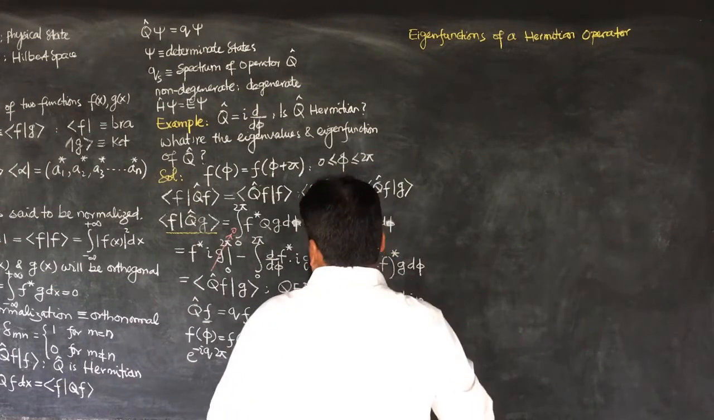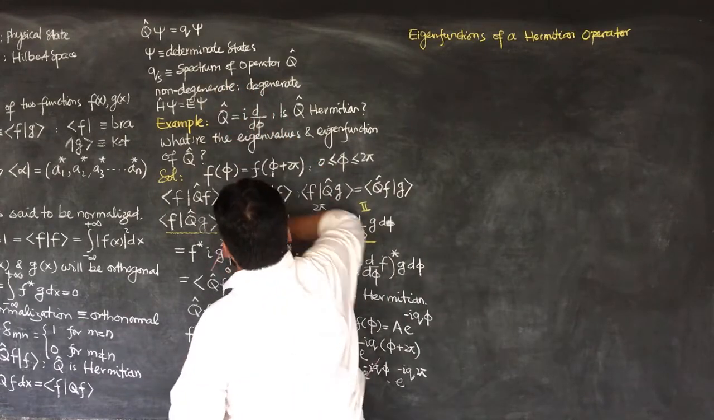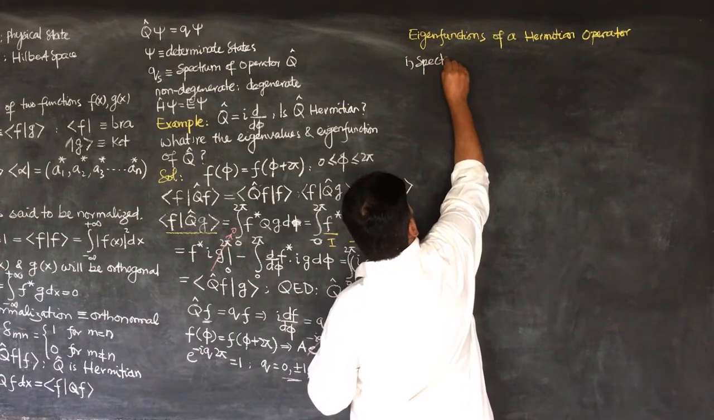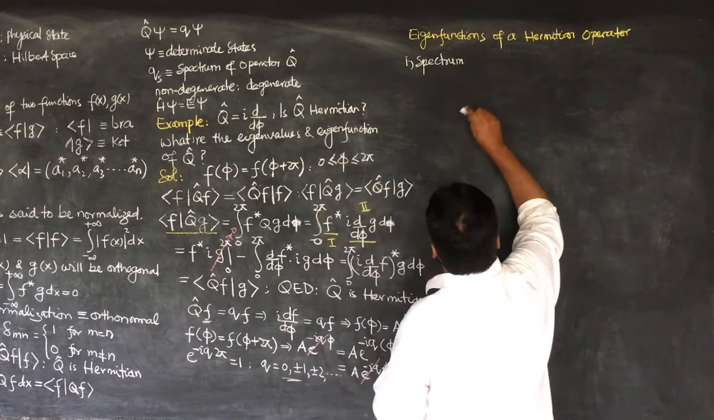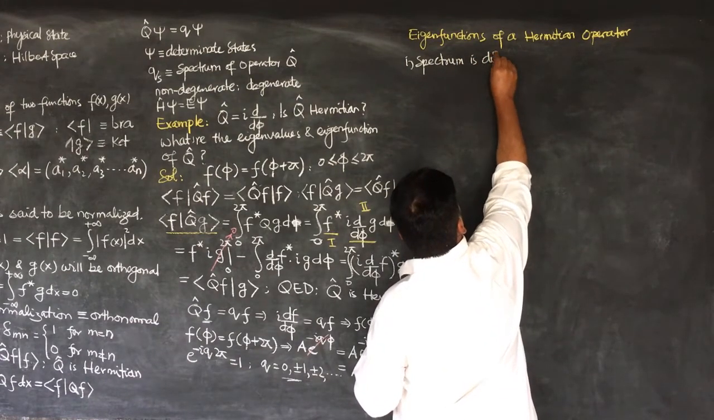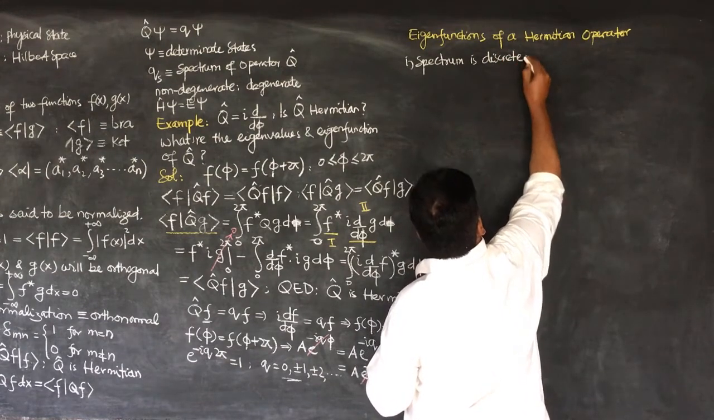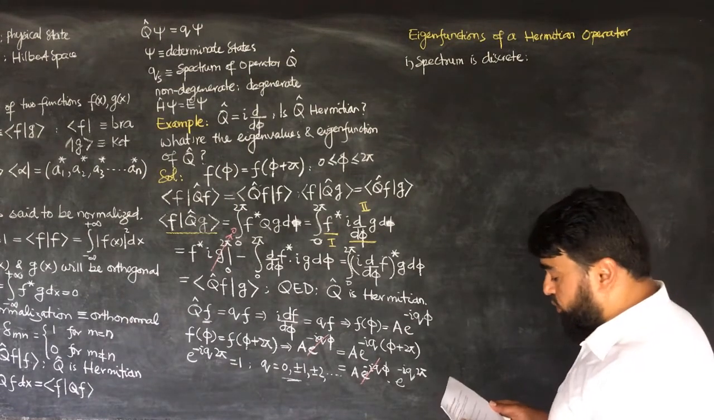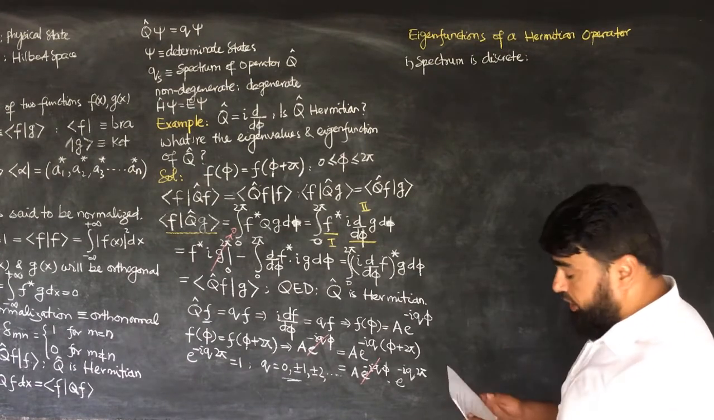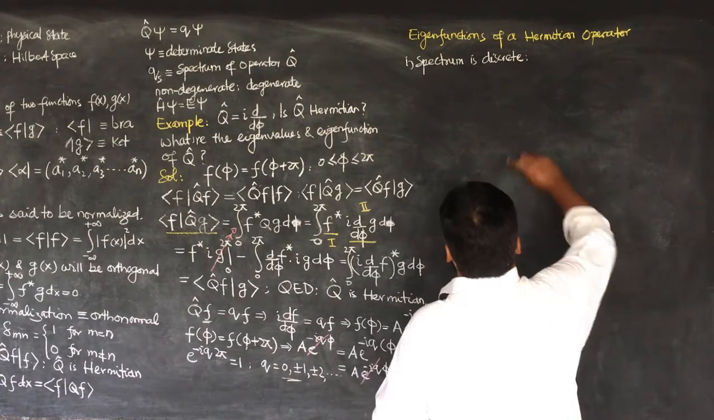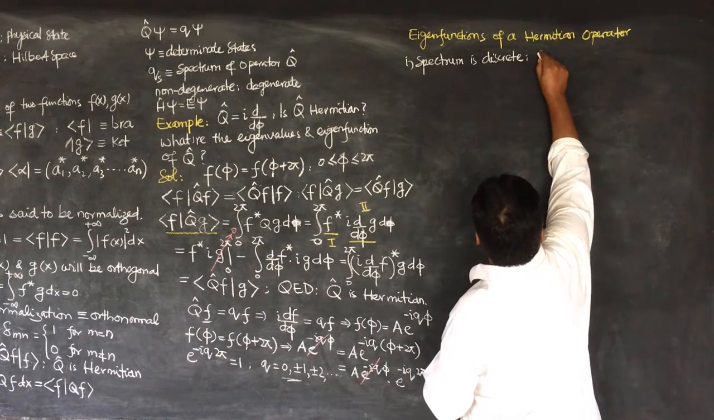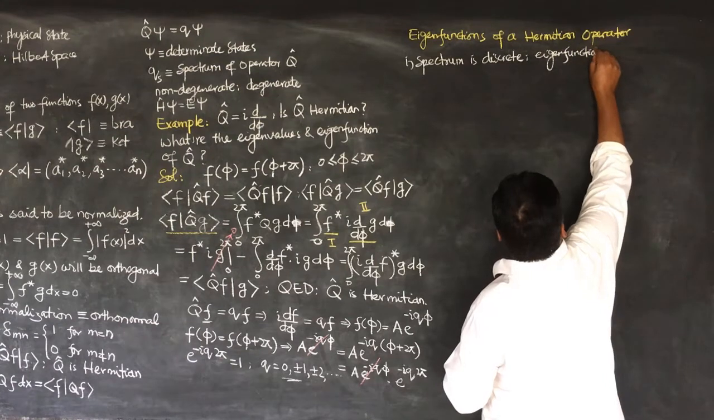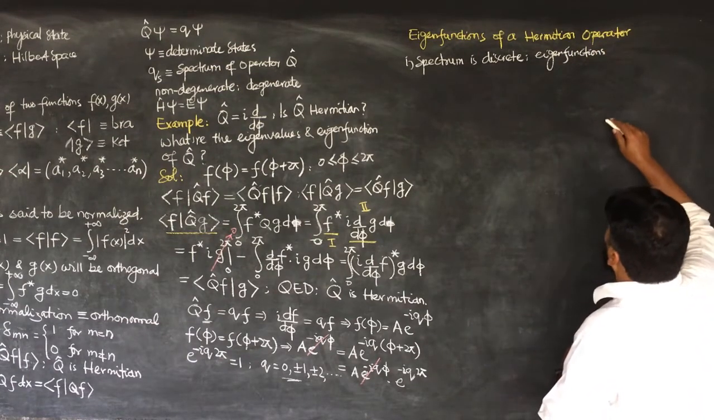If our spectrum, meaning the eigenvalues of an operator, is discrete, as we got in the harmonic oscillator as well as the infinite square well, then those spectra were discrete, and in this situation, when a spectrum is discrete, the eigenfunctions are the basis of Hilbert space.